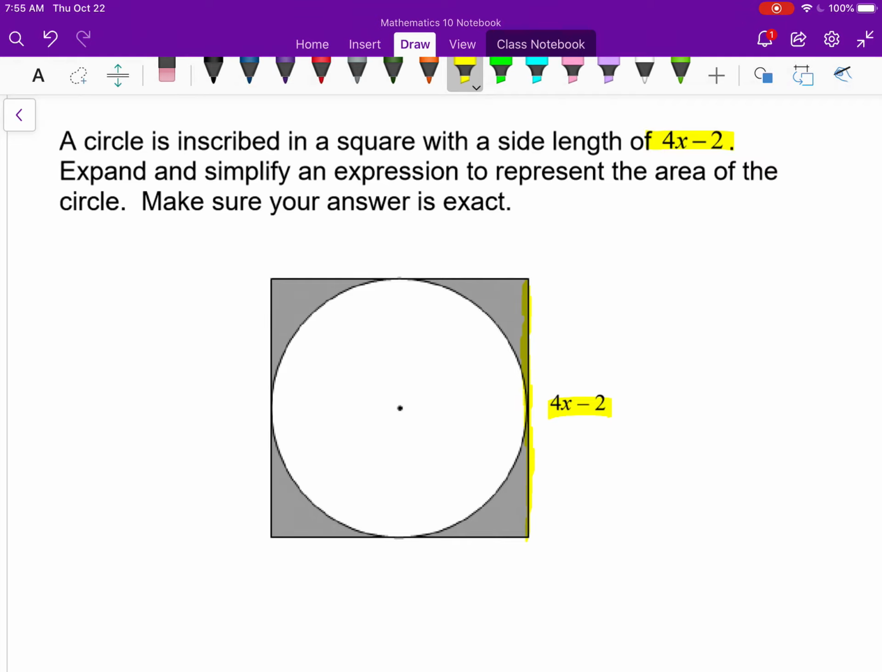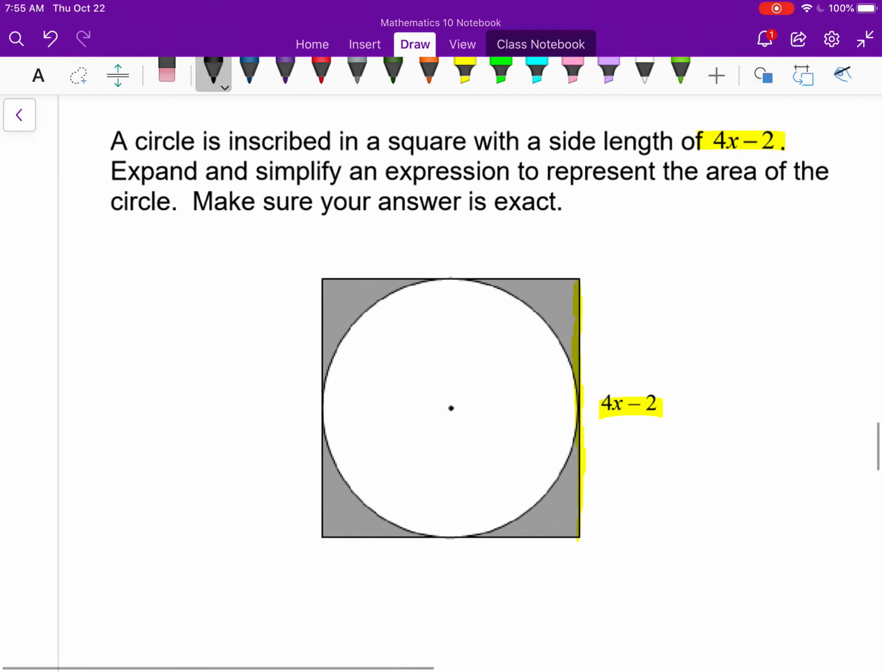It says make sure your answer is exact. So first, how do we find the area of a circle? Well, got to go back to elementary school again. It's pi r squared, where r is the radius.